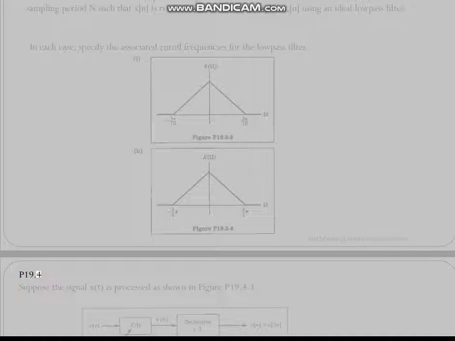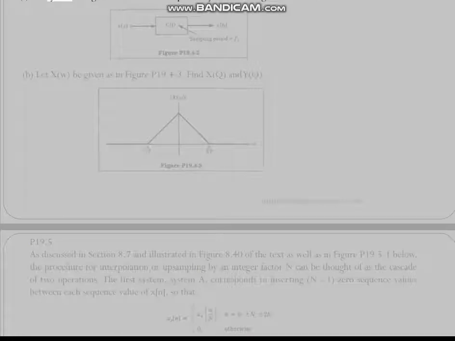P19.4. Suppose the signal x(t) is processed as shown in figure P19.4-1. A. The system in figure P19.4-1 can be replaced by the one in figure P19.4-2. Find T1. B. Let X(jω) be given as in figure P19.4-3. Find X(jω) and Y(jω).